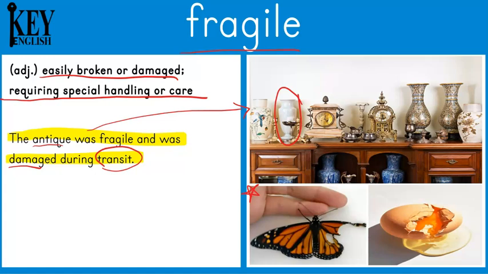So I can say butterfly wings are fragile and tear easily. And of course, something that's very fragile is an egg. Eggs are fragile and can break if you squeeze them or drop them. So again, anything that can be very easily broken, usually glass items, for example, can be described as fragile.